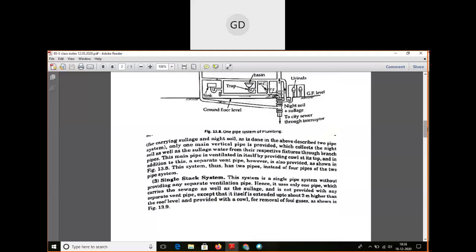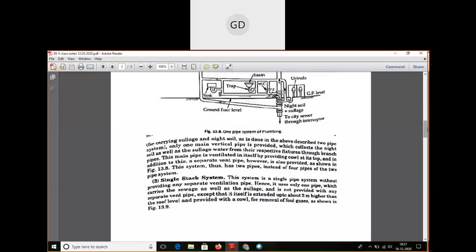So this main pipe is again ventilated in itself by providing a cowl at its top, and in addition to this, a separate vent pipe is also provided. So here the main pipe is ventilated at its top, and then again a separate vent pipe is also provided. If you count, there will be two pipes. This system has two pipes instead of the four pipes of the two pipe system.